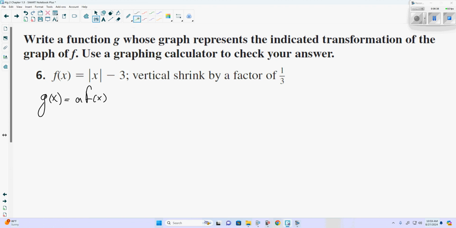Now here, since it is vertical, that is kind of nice because the factor, our value of a, is not going to change. We don't have to do anything to it. It's still just 1/3. So we can plug that in. Our value of a is 1/3. So that's all that we have for a. Now we still have f of x, yes?